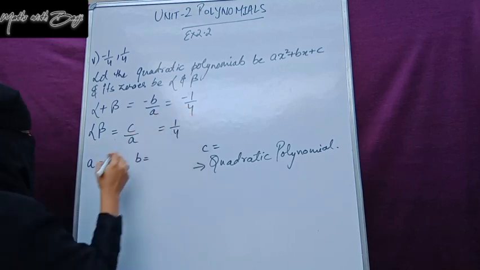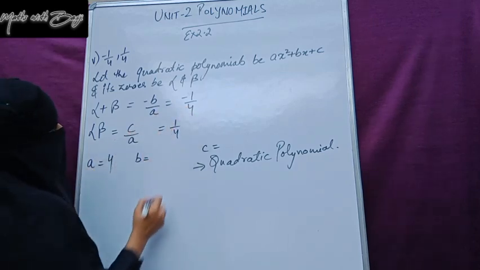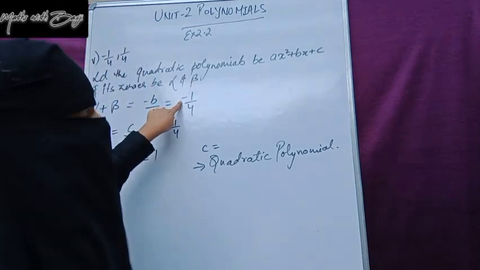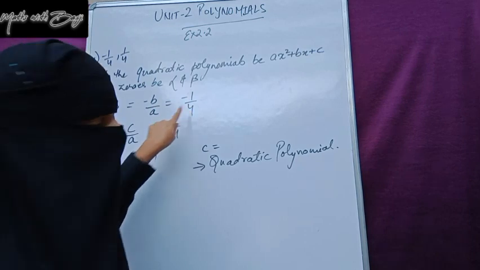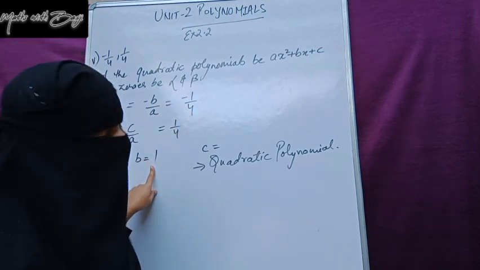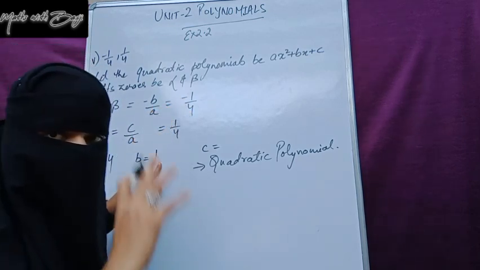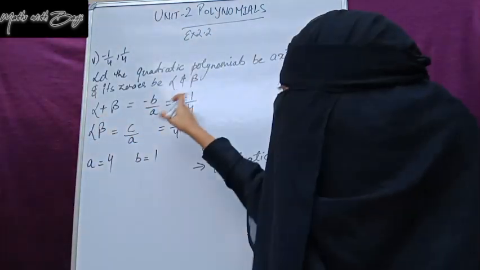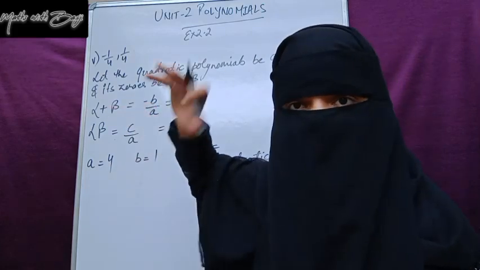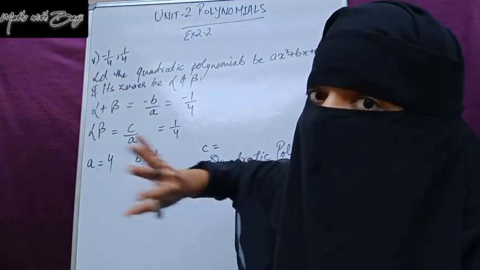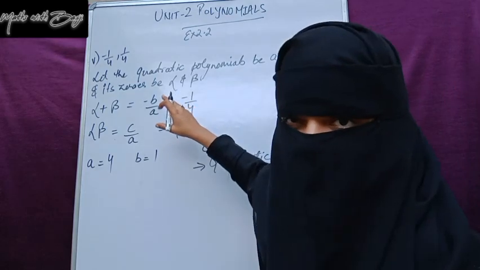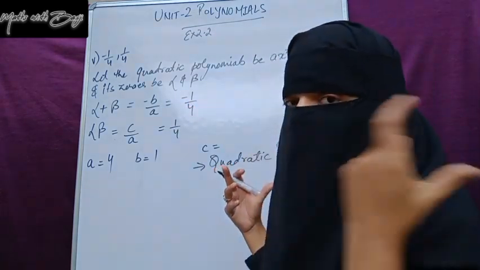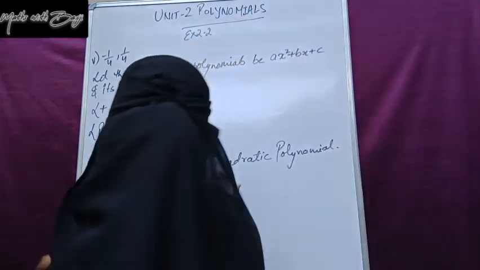Value of a is clear, that is 4. Value of b is 1, positive. I hope you can understand how, because it's negative. If it had been positive, we would have written it in negative. If it is negative, we will write it in positive. Remember, vice versa. Understood? If the sum of its zeros has a negative sign, you write the value of b in positive. And if it is positive, the value of b will become negative.